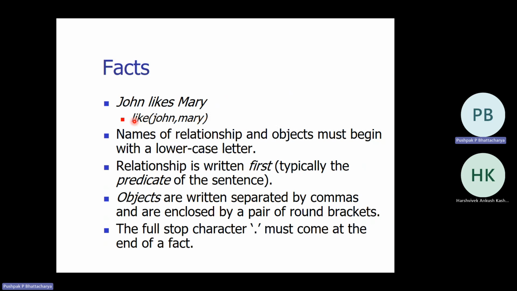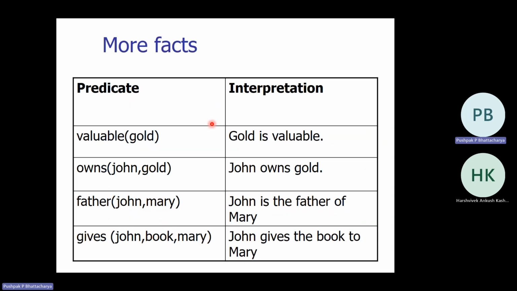Like John, Mary: like is the relationship, the verb. The full stop character must come at the end of the fact. There should be a full stop here. Then more facts are expressed like this. Gold is valuable: valuable(gold). John owns gold: owns(john, gold). John is the father of Mary: father(john, mary). John gives the book to Mary: gives(john, book, mary). This is how the facts are created.